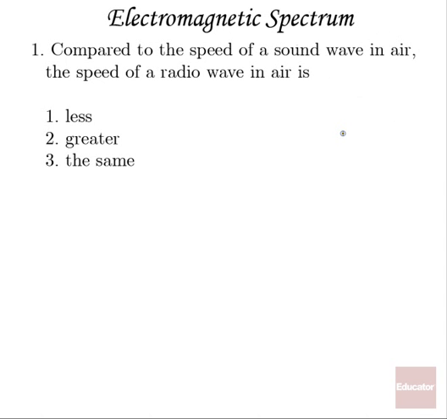So let's dive into number 1. Compared to the speed of a sound wave in air, the speed of a radio wave in air is, well, that's going to be much greater. Radio wave is an EM wave. It's going to travel at 3 times 10 to the 8th meters per second.